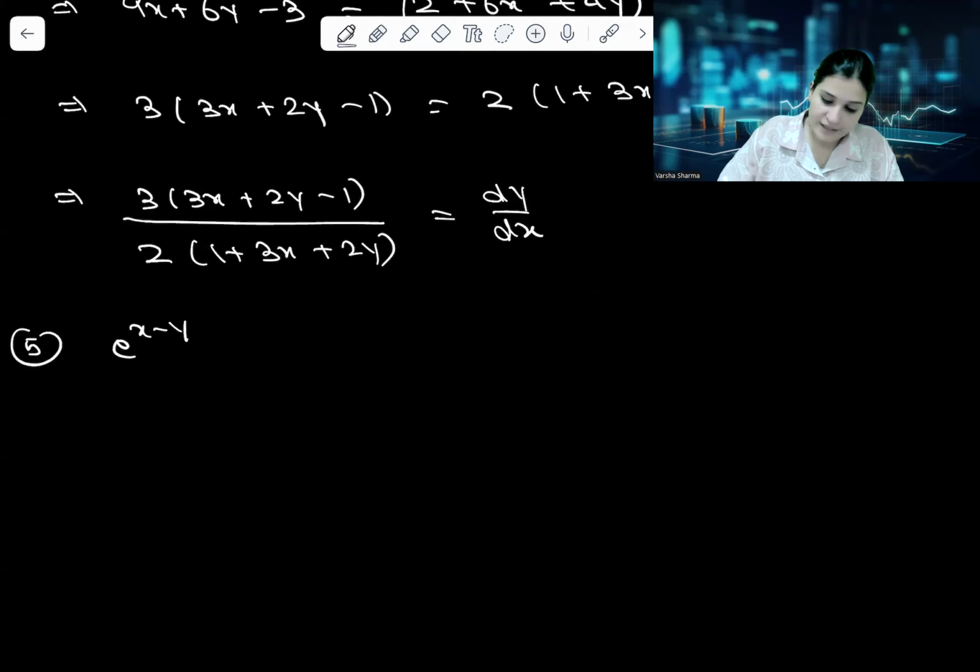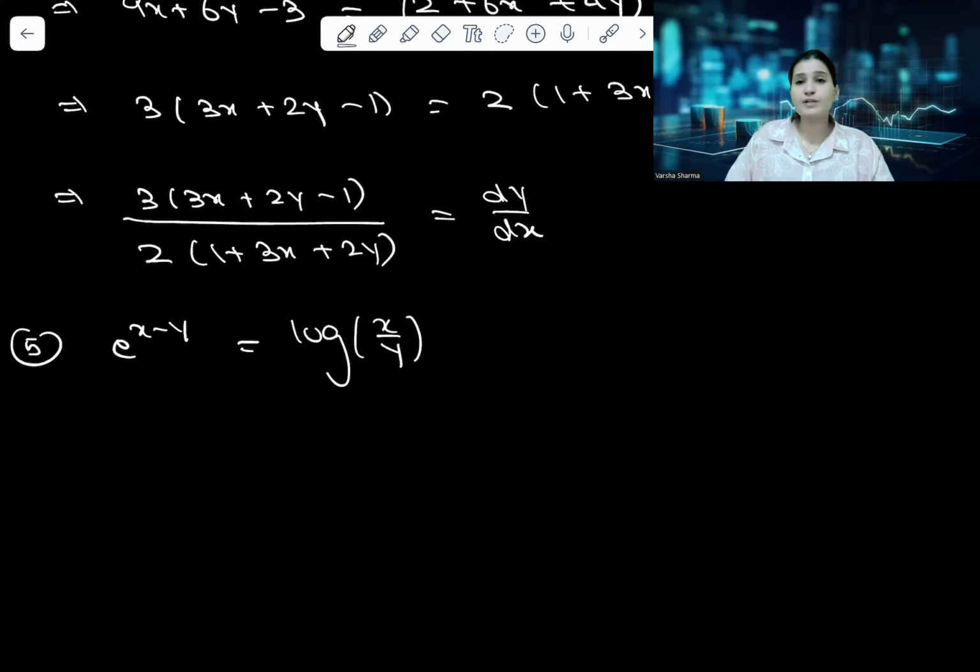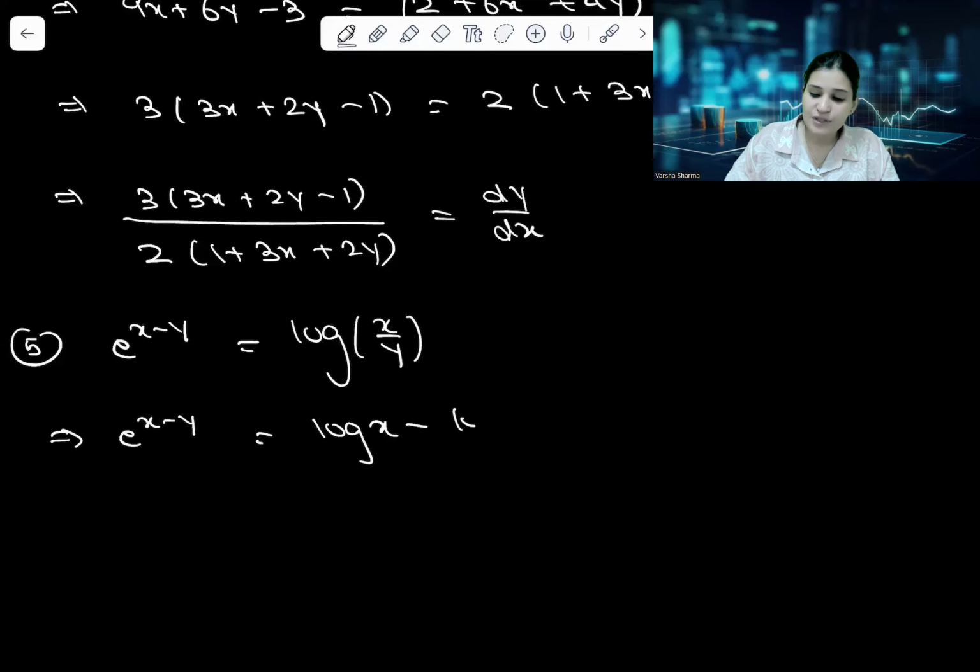e power (x − y) log of (x by y). So it is possible to simplify it a little. Log (x by y) can be written as log x minus log y, which helps reduce this; otherwise you would have had to apply chain rule.